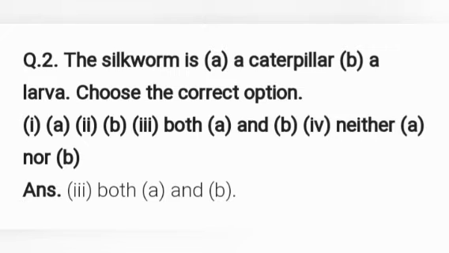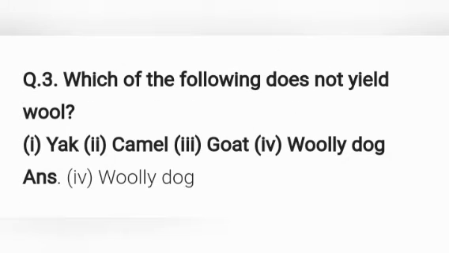And the book back exercise third question is, which of the following does not yield wool? Which of the animals does not have wool? Woolly dog. It is not a natural wool. It is the skin of the dog.